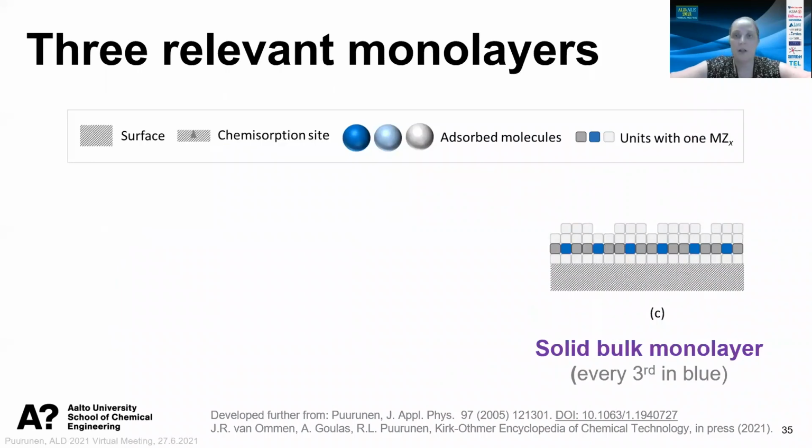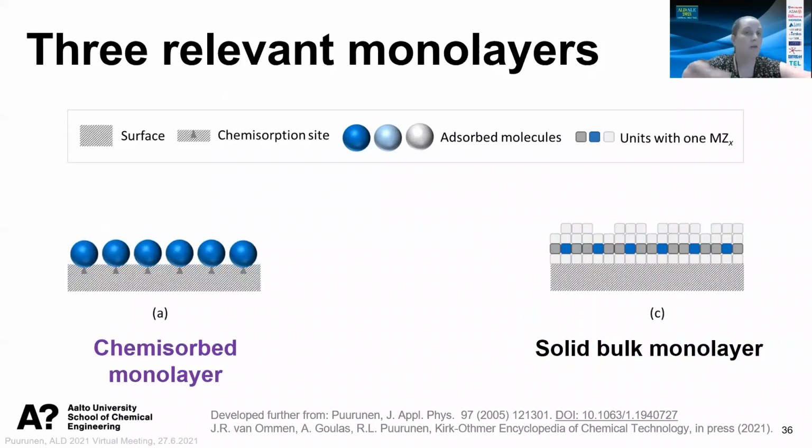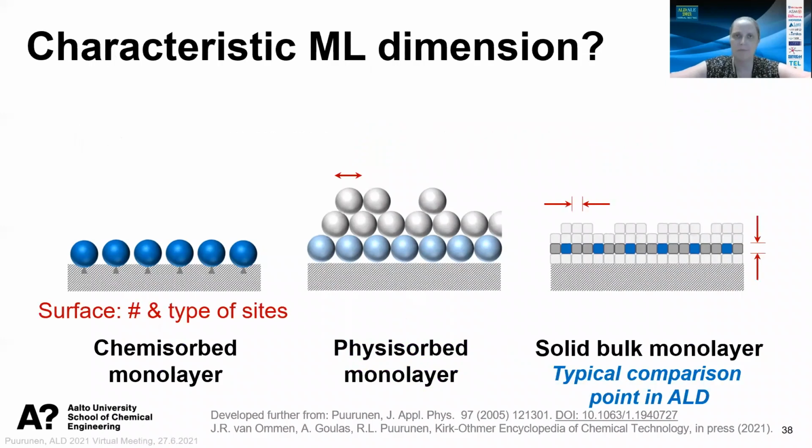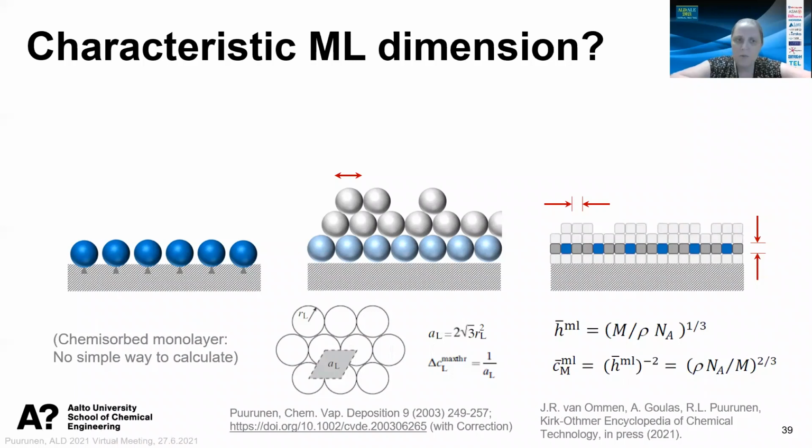Briefly on three monolayers that are relevant to ALD. Solid bulk monolayer, we already talked about this. Chemisorbed monolayer after the reaction of reactant A or B or whatever. And then there's a reference case of physisorbed monolayer, not really active in ALD, but can be good as a reference for how much you can fit on a surface. So what's the characteristic dimension? Well, for the solid bulk monolayer, that's defined by the material that is being grown itself. For a physisorbed monolayer, that's defined by the physisorbed molecule, its size, whereas for the chemisorbed monolayer, it's really defined through the surface primarily. And for chemisorption, there is no really simple way to calculate this for ALD.